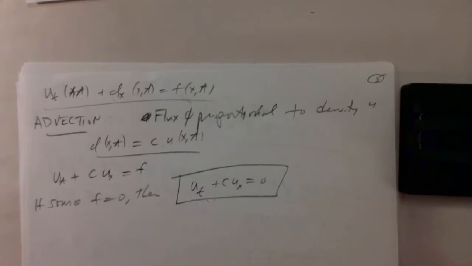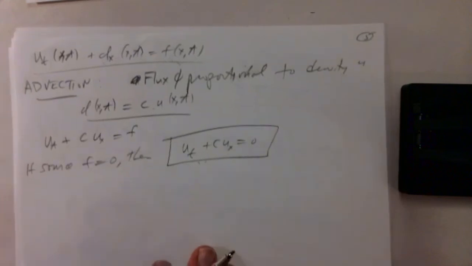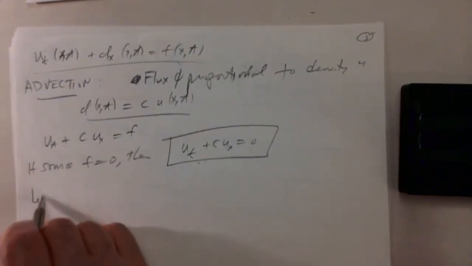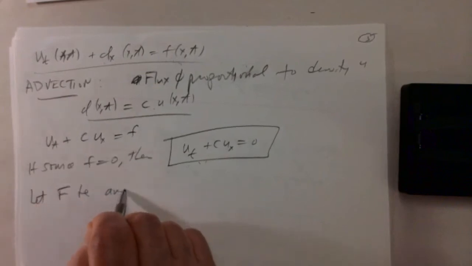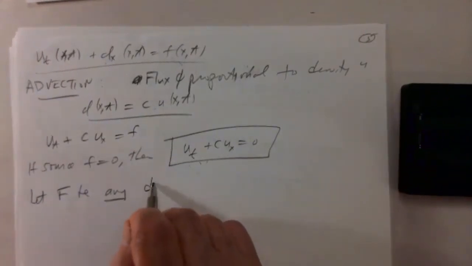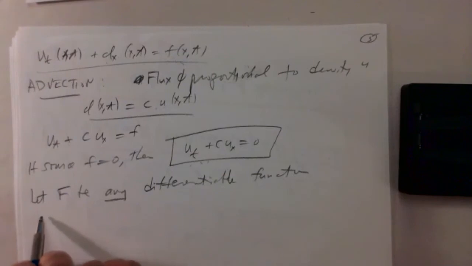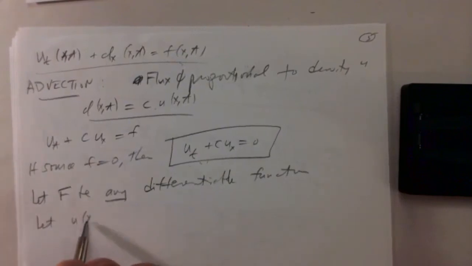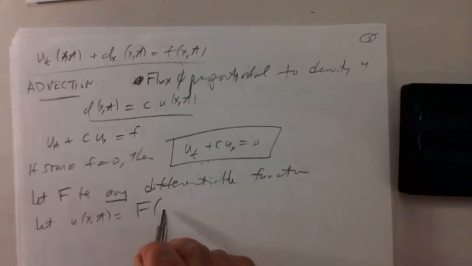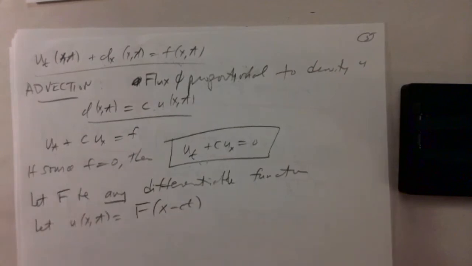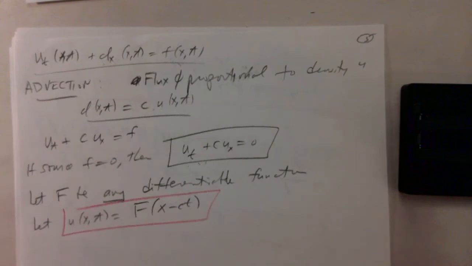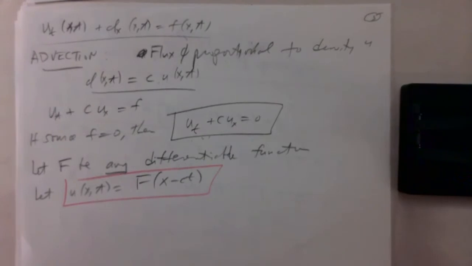Now, a general solution of this equation is very easy to write down. And it's as follows. Let F be any differentiable function of one variable, and let's define u of x,t to be equal to f evaluated at the number x minus ct. I claim for any differentiable function f, this is a solution of the partial differential equation.